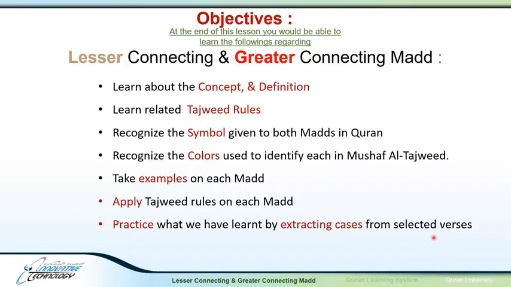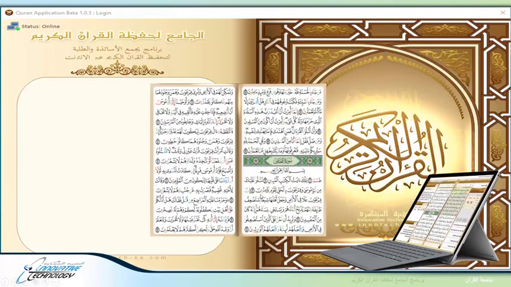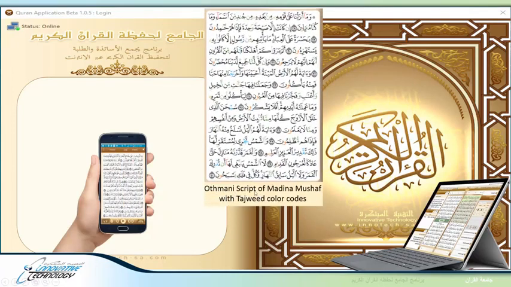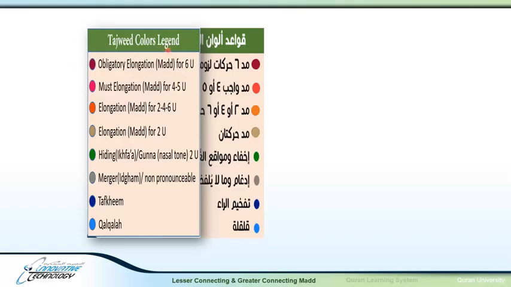In our Quran learning management system, whether we're using the desktop version or the mobile version, in both cases, we use the Ottoman script of Medina Mus'haf with Tajweed color codes, which we call قواعد ألوان التجويد or Tajweed color legend, where every Tajweed rule is given a unique color code. So if we look at Tajweed color legend, قواعد ألوان التجويد, we'll find that there are 4 colors related to elongation, to med.